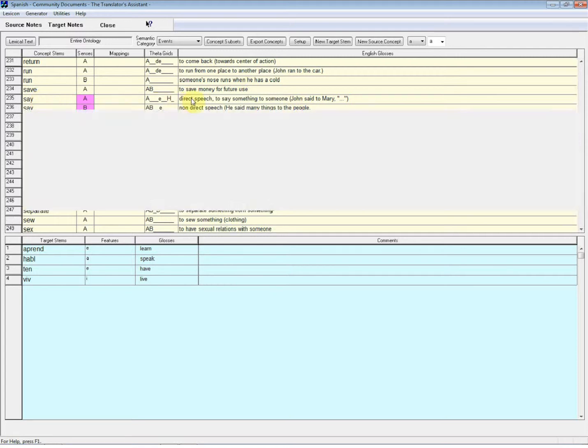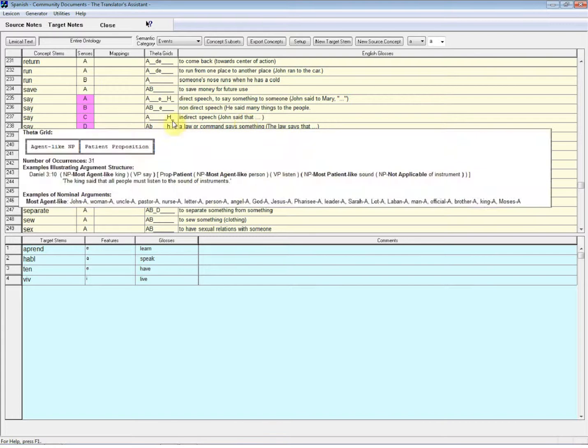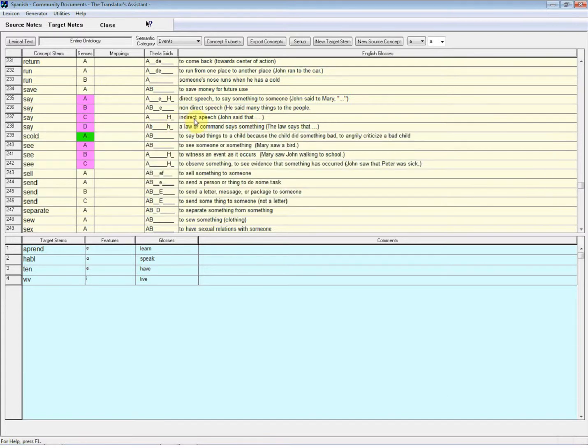There's one that we just used, the direct speech, like John said to Mary, quote. There's non-direct speech, he said many things. Indirect speech, he said that. And then you could have something like a law or some sort of edict or a paper that says something. Now, these are all pretty much the same underlying meaning of say, but these have different expectations as far as their arguments. That's another reason why we have different concepts, is to make it easier to differentiate uses that expect different arguments.